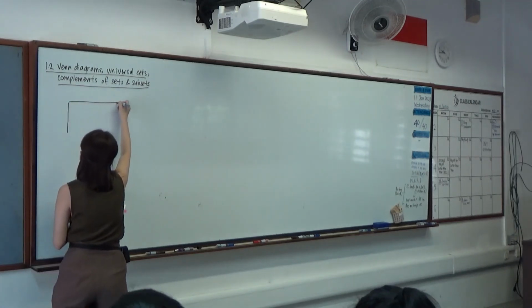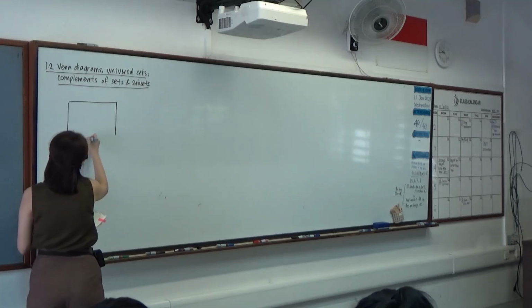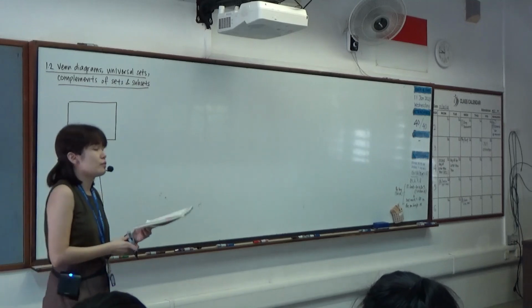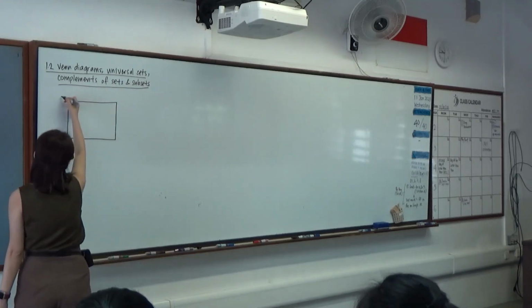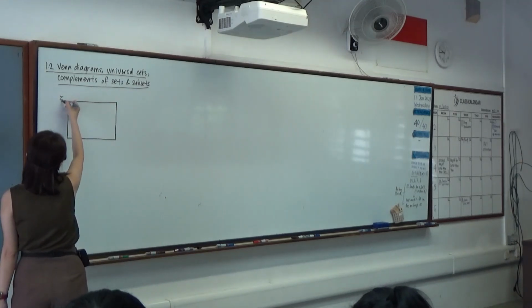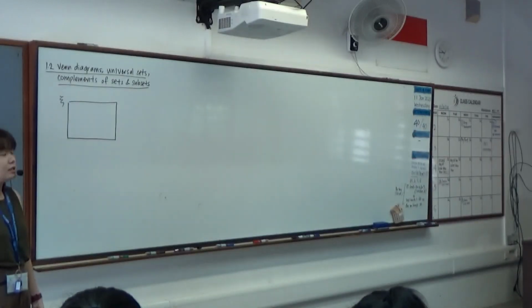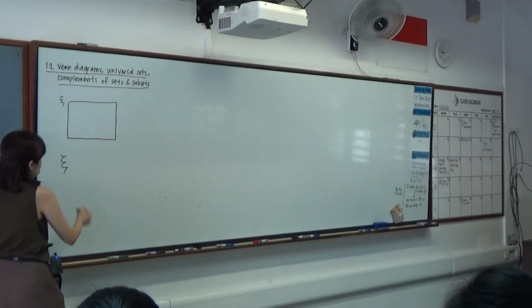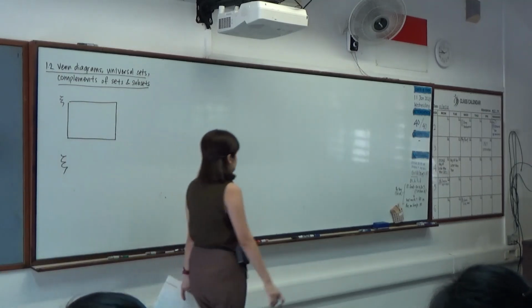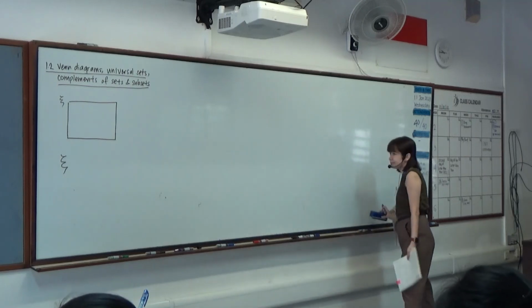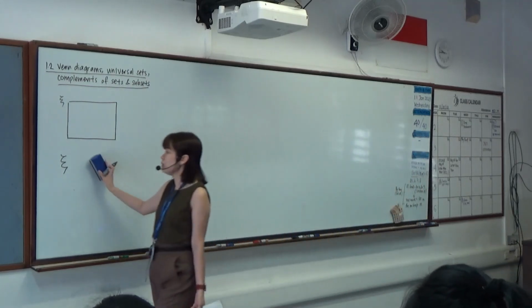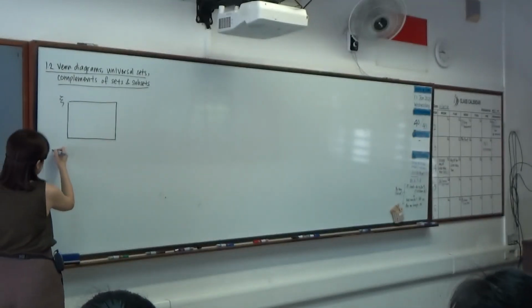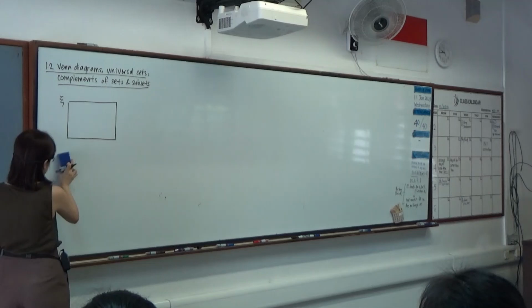A generic Venn diagram usually has a rectangle or square to show the boundary of the universal set. The universal set is denoted by a Greek letter that looks like an E. I may not be the best at writing these letters. Usually we label it at the top left-hand corner for the universal set.